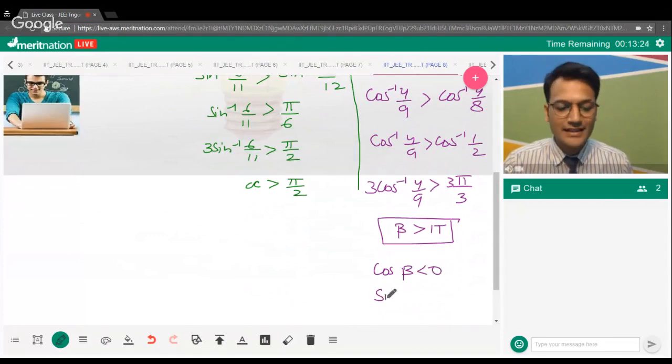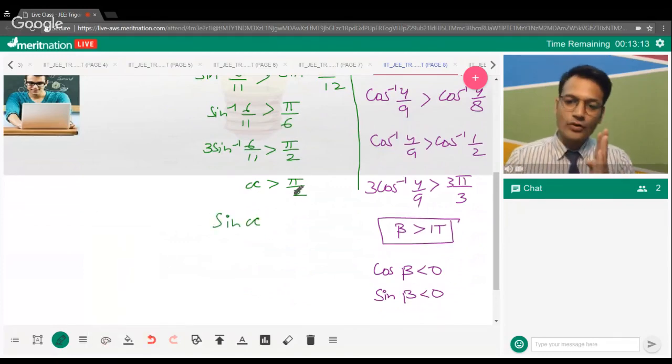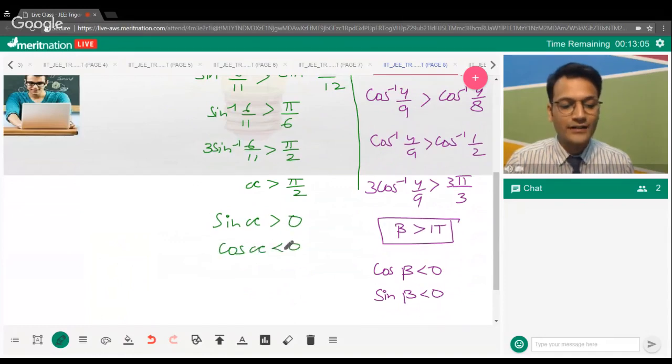In the third quadrant, sine is also negative, so sine beta will also be negative. If I talk about alpha, alpha is greater than pi by 2, just greater than pi by 2, so it lies in the second quadrant. Sine is positive in the second quadrant, cos is negative in the second quadrant. Therefore, cos alpha will be negative.